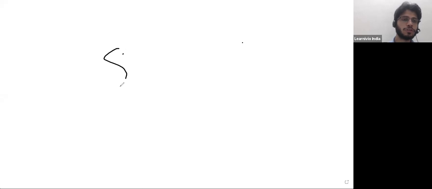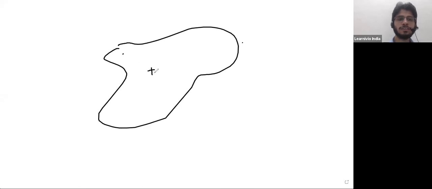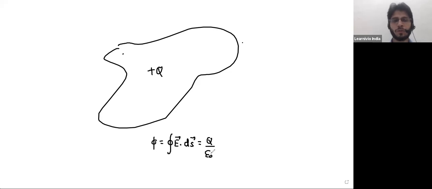If you have a closed surface and you place the charge inside that closed surface, then the flux through the closed surface, which we calculate in this way, flux is integral of E dot ds. This comes out to be q by epsilon naught only. This is Gauss law. This is how we calculate flux through a closed surface.